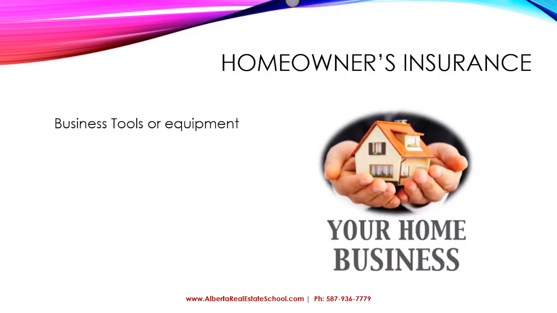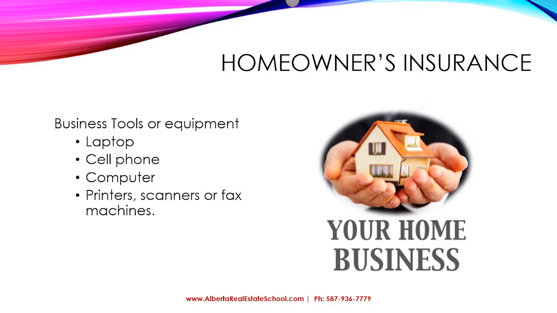The first one is homeowners insurance. So technically, we are a home-based business. You're an independent contractor and you're working for yourself as a real estate agent. And in terms of doing your own business, you will have lots of business tools and equipment. Some of these things that we need on a daily basis will be a laptop, a cell phone. We also may have a computer, and then we also have other equipment like printers, scanners, fax machines.